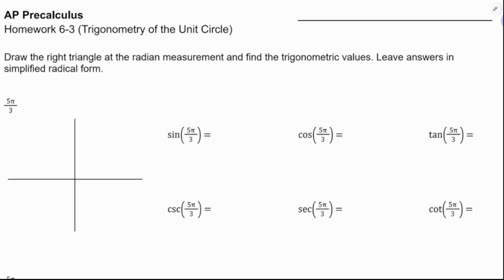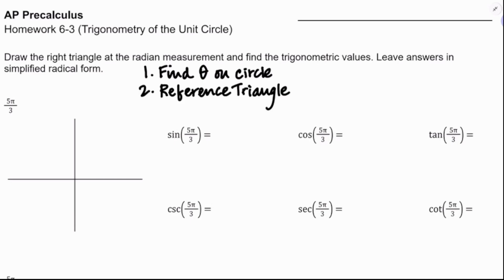So I think I'll remind you our three-step process for each of these. We're going to start by finding the theta value on the circle, and kind of reasoning with pi and 2 pi, and maybe pi over 2. Reference triangle, yeah, we're going to sketch a special right triangle, always either a 30, 60, 90 or a 45, 45, 90, and then we're going to do SOHCAHTOA. The only difference is today that we have to pay attention to which quadrant we're in, and we might have something come back negative.